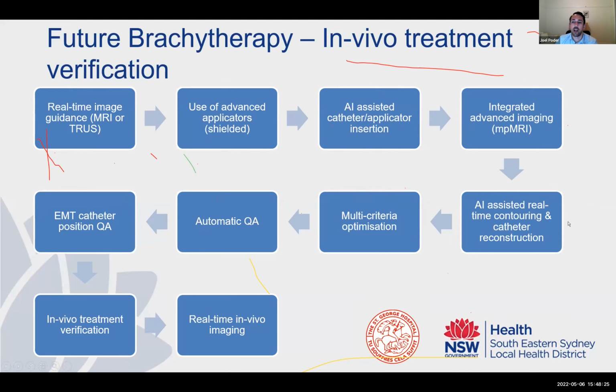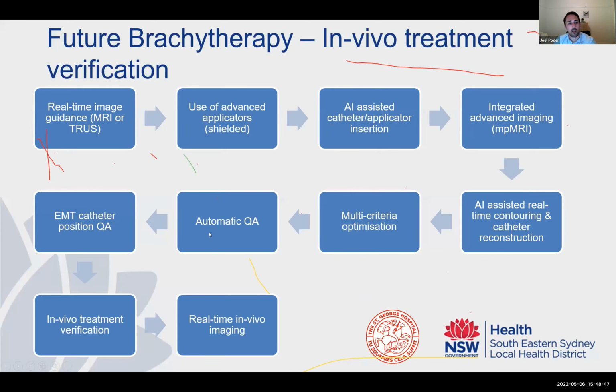We're going to have AI-assisted real-time contouring and catheter reconstruction. So what we may have is, as the image has been created, straight away our AI algorithms are going to be contouring those in real time. And as we implant the needles, we're actually going to have a real-time reconstruction of that needle as it's placed. We may be using multi-criteria optimization in order to come up with the best plan.